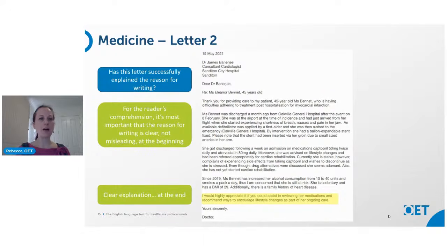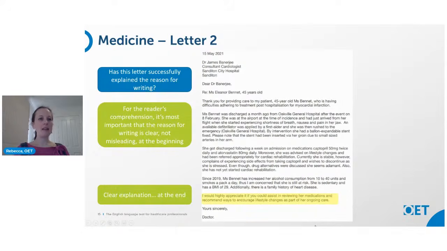And in the second paragraph, we can see an error about the timeline, which suggests the patient was only discharged 1 month ago, and that she's reluctant to follow the treatment plan rather than experiencing side effects from her prescribed medication. This kind of inaccuracy or change to what is written in the case notes will impact your score for purpose. So be really careful to keep the meaning of the purpose for writing the same as that which is written in the writing task.